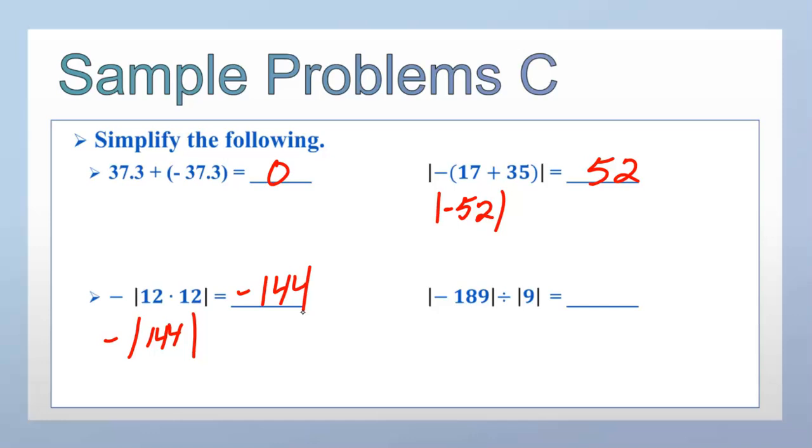And our last one, the absolute value of negative 189 is 189, divided by the absolute value of 9, which is 9. And then we do 189 divided by 9. Well, I know 9 goes into 18 2 times, and 9 goes into 9 1 time, so it would be 21. So that is our lesson on rational numbers on a number line.